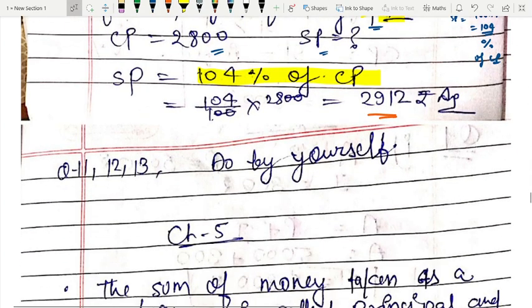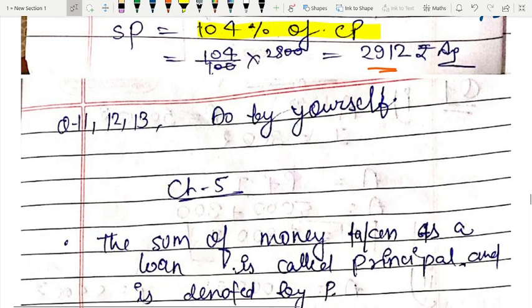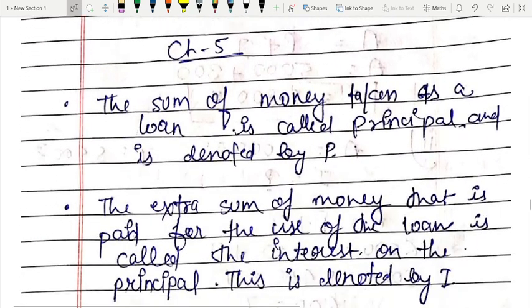Question numbers 11, 12, 13 will be your homework, you will do them by yourself. Now let's come to chapter number 5. Before that, we are just understanding what facts and formulas we will be using in this chapter.